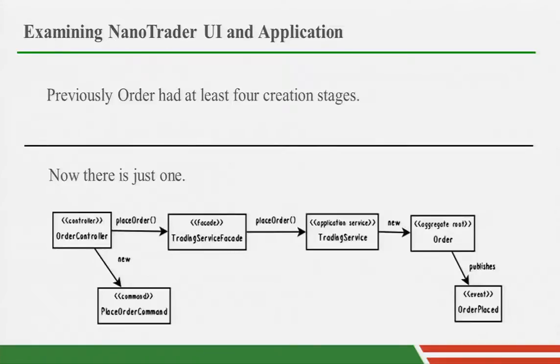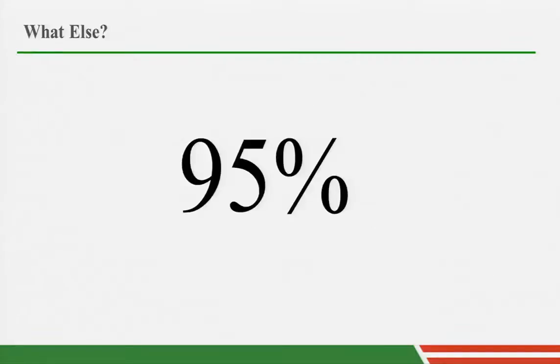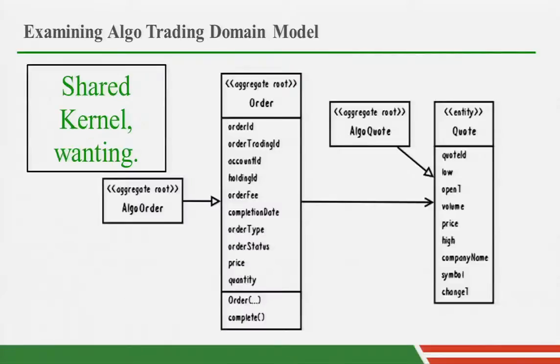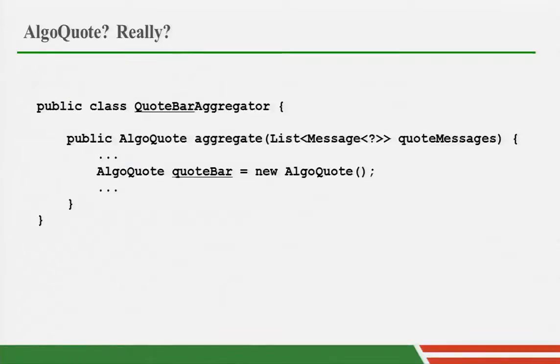That's not so important. So what we found is that in NanoTrader there were at least 4 places where the creational stage of an order took place, and now there's just one place. So we use the aggregate constructor to instantiate the order. 95% of the model has been left untouched. Now, in the algorithmic trading model, we found that we were sharing the order from the other system. The order was then refactored so that it would stand on its own.